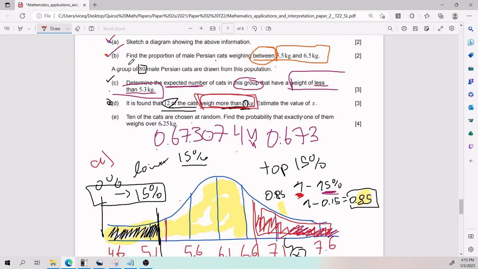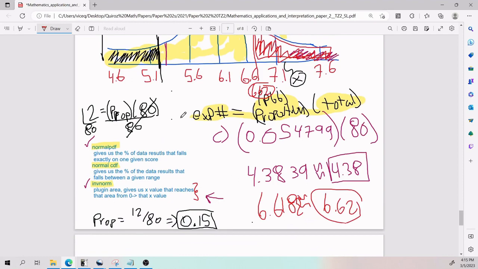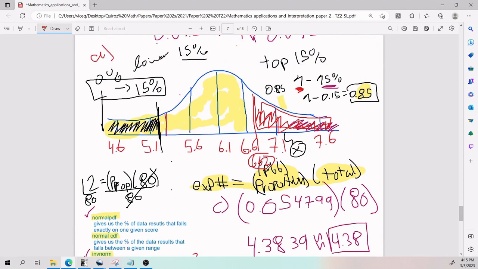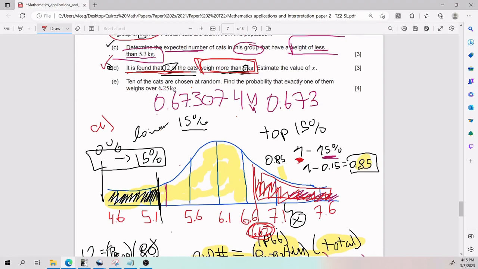You know that you're working with expected numbers because we're talking about 12 cats, and you have to wonder where those 12 cats come from. They come from the group of 80. So that's when you know you're in the realm of expected numbers. And once you find the probability or the area of that, you have to remember that inverse normal is asking for area, so you probably have to use that. So we use inverse normal, we get the x value that corresponds, 6.62. So that is for part D.